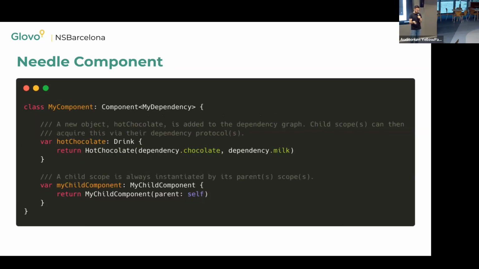And actually, it's a simple Needle component. You specify your dependencies. And in this case, you are defining another scope. So you're accessing the ancestor, you are creating a child of the ancestor. And what you can do is create properties like hot chocolate that is actually made by two dependencies, chocolate and milk. Or you can create a subscope yourself, like my child component. So you are creating a hierarchy. And you can see those basically as factories or providers in Dagger.